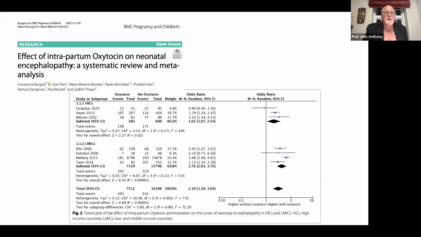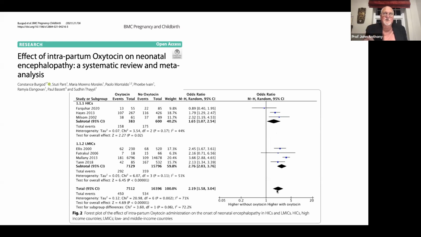Here again, this is hot off the press, 2021, effect of intrapartum oxytocin on neonatal encephalopathy, a systematic review and meta-analysis, split into high-income countries and low middle-income countries, and showing that there is a statistically significantly increased risk of neonatal encephalopathy whenever oxytocin gets used. And that effect is even more pronounced in low middle-income countries.